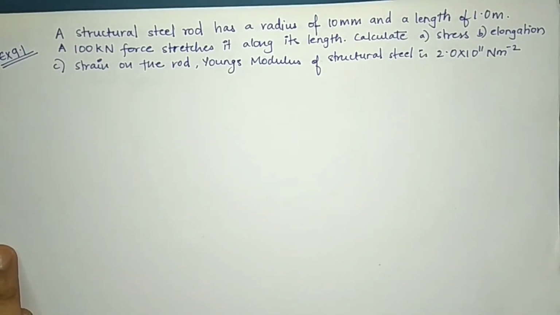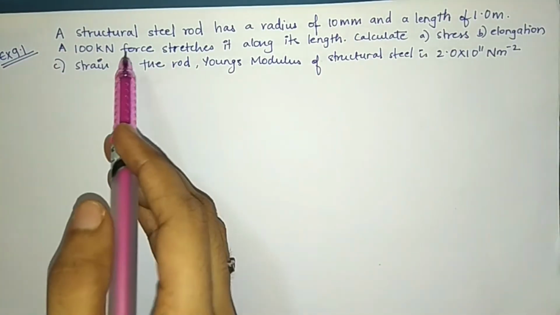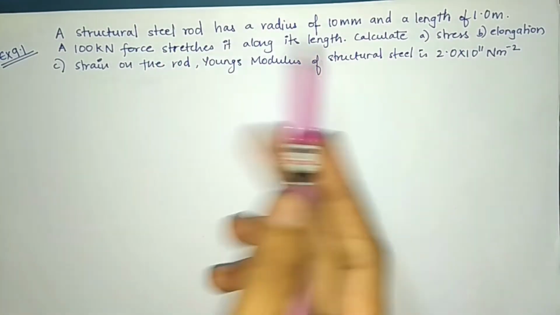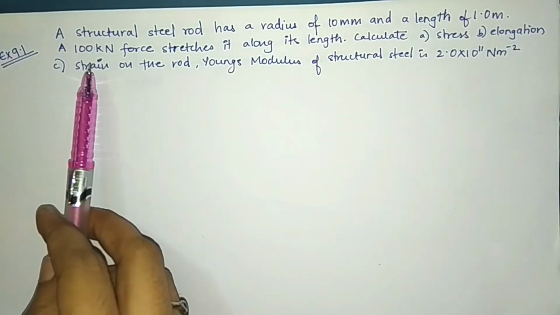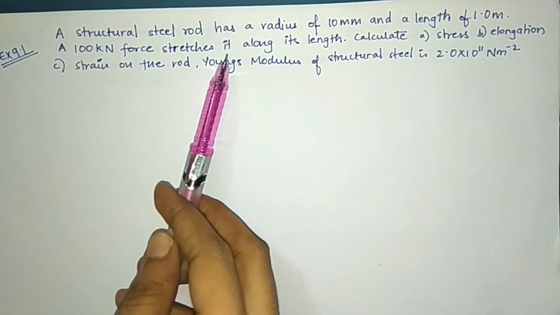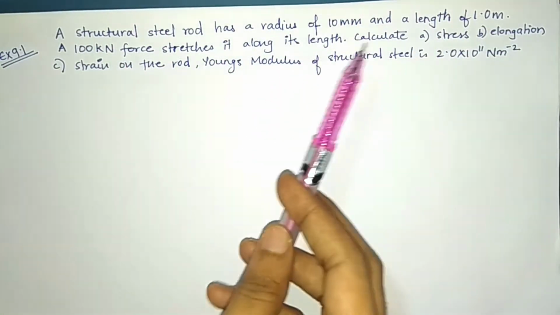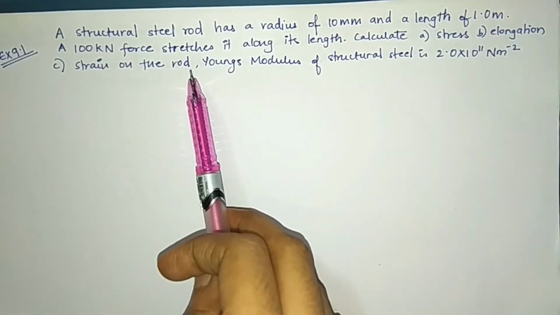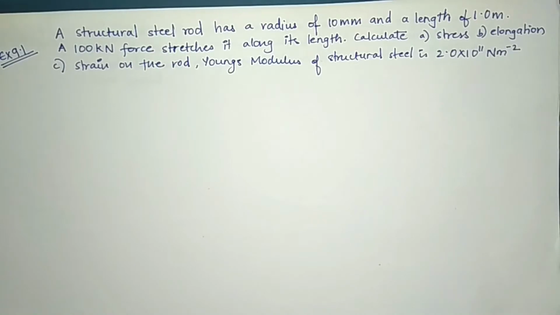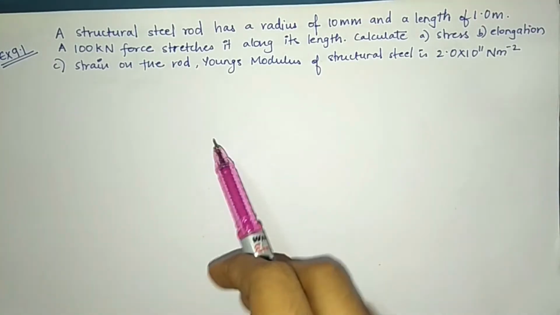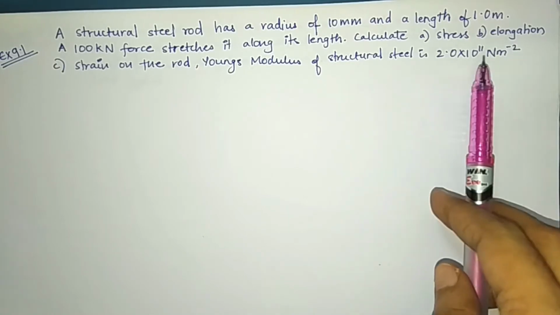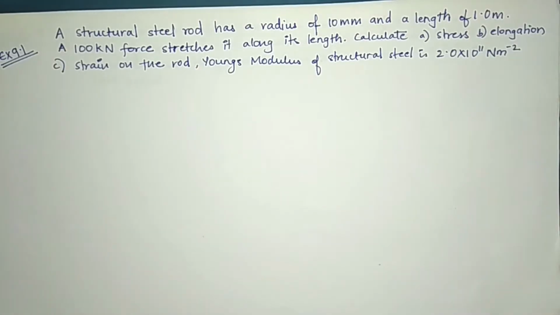What it says is a structural steel rod has a radius of 10 mm and a length of 1 meter, and a 100 kilonewton force stretches it along its length. Calculate the stress, elongation and strain on the rod. The Young's modulus of this structural steel is given as 2.0 × 10^11 Newton per meter square.